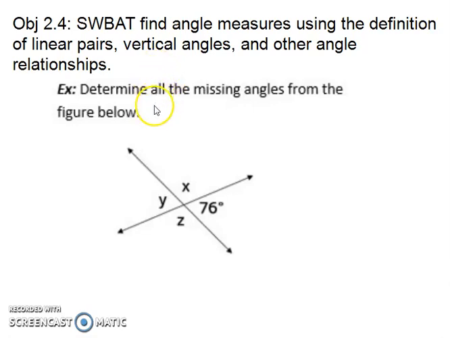Hello, today's objective is that we are going to find angle measures. You notice we're still finding angle measures. This time we are using the definition of linear pairs, vertical angles, and other angle relationships.